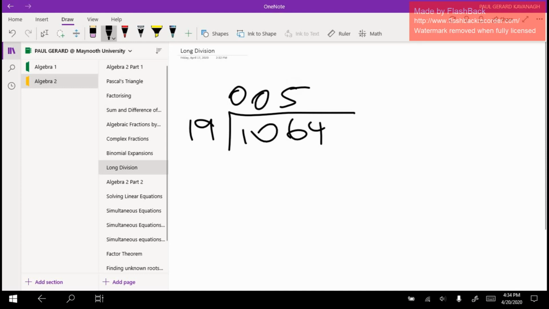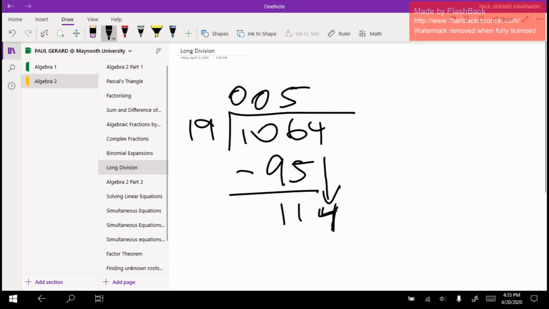19 does not perfectly go into 106 5 times. There is a remainder. What you do is take 19, multiply by 5, and take that number away from the 106. So in this case, it's going to be 106 minus 95, which is 11. Bring the 4 down.